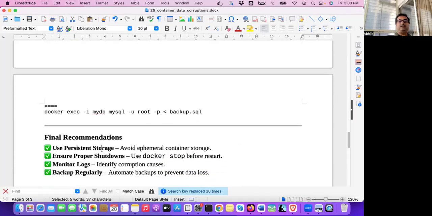So the final recommendation: use persistent storage, avoid ephemeral container storage, ensure proper shutdown, monitor log files, and backup regularly.